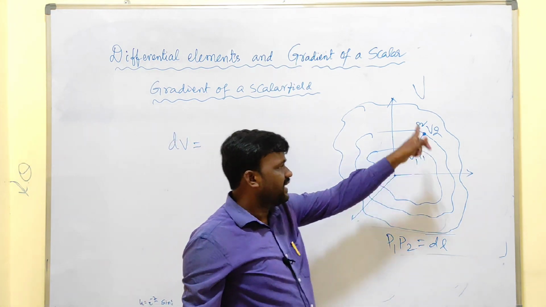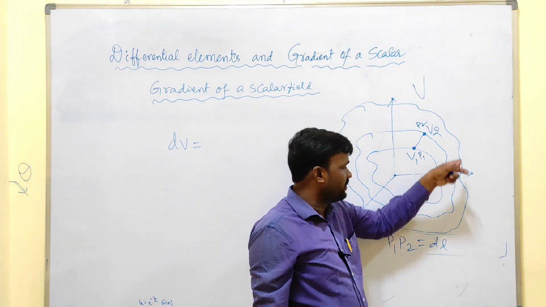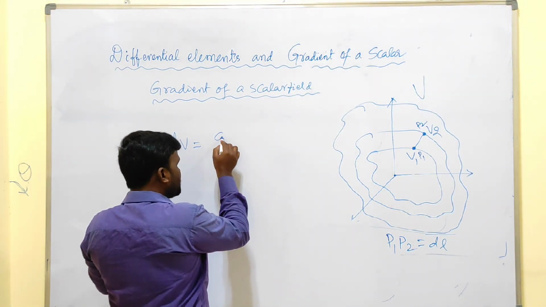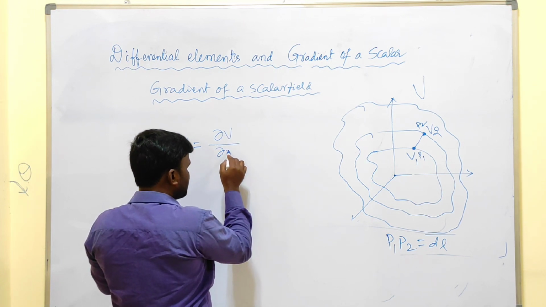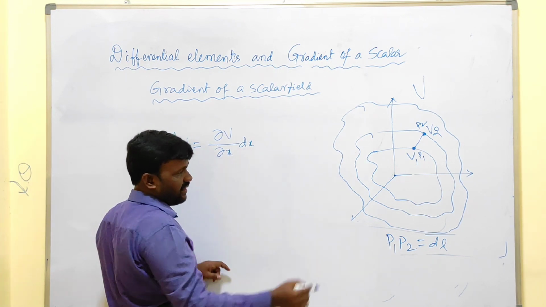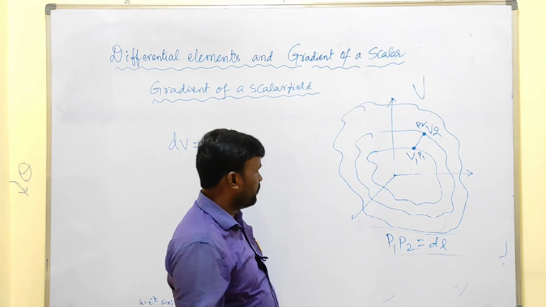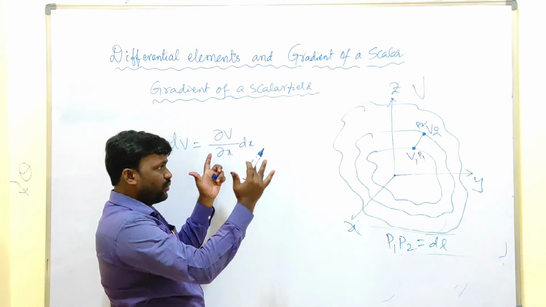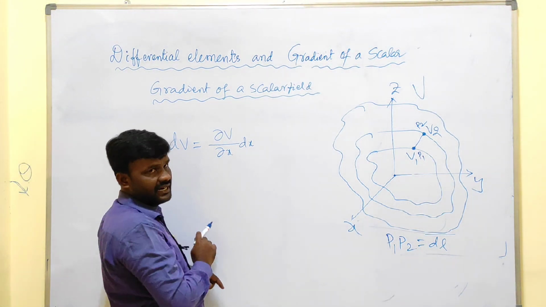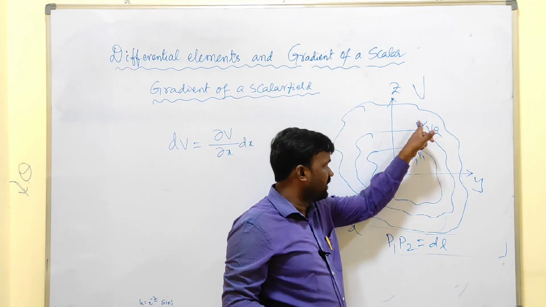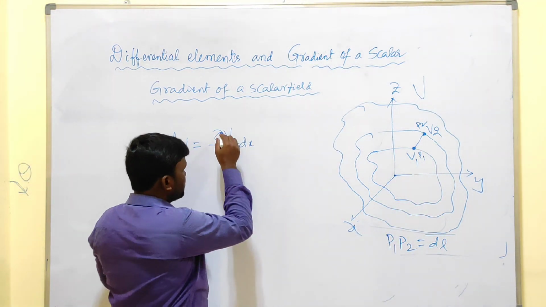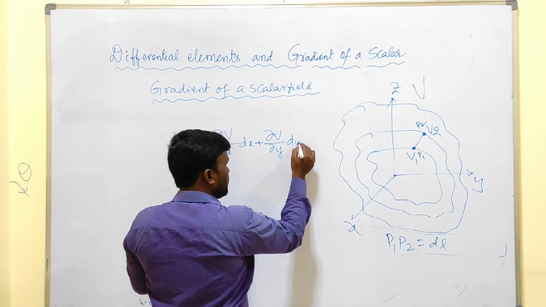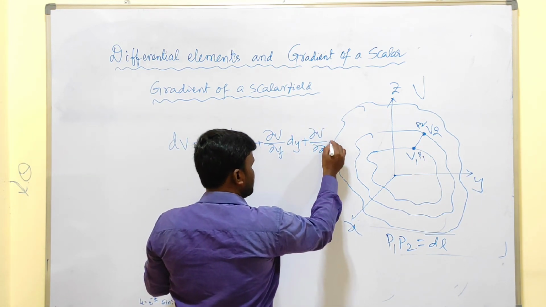Okay, here I consider a 3D space. If it is a one dimensional case, we can write dou V by dou X into dx. But as it is 3D, it is X, Y, Z. We need to consider the remaining two also. We need to add all these three, then we will get this dV, that is the difference in the potential of V1 and V2. That is dou V by dou X dx plus dou V by dou Y into dy plus dou V by dou Z dz.